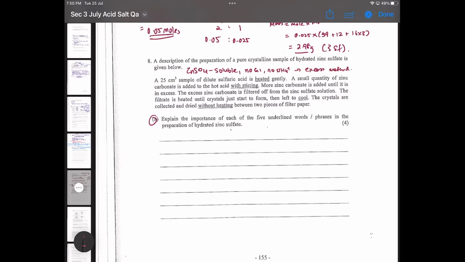So our first underline, we have heating. Okay, what's the purpose of heating the acid? Generally, an increase in temperature allows us to speed up the reaction.